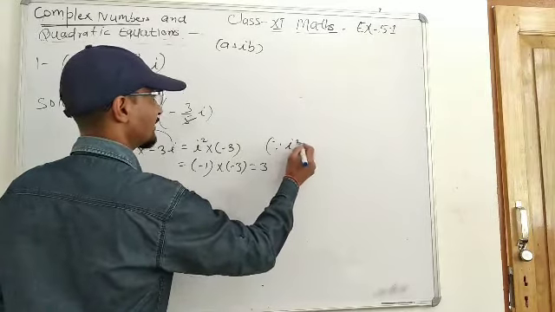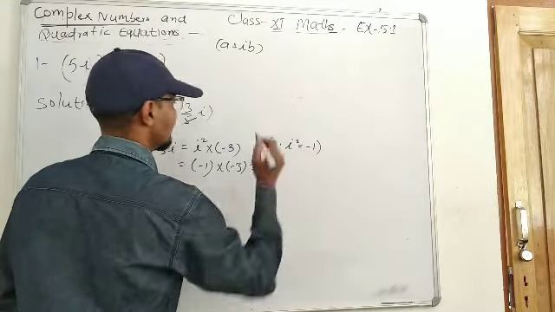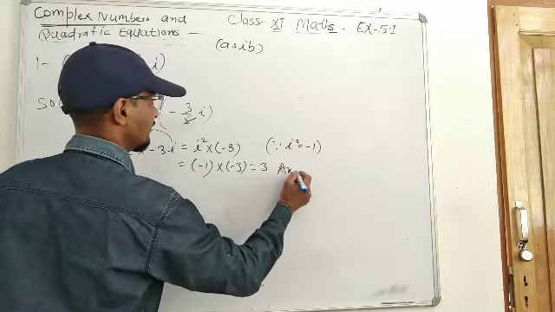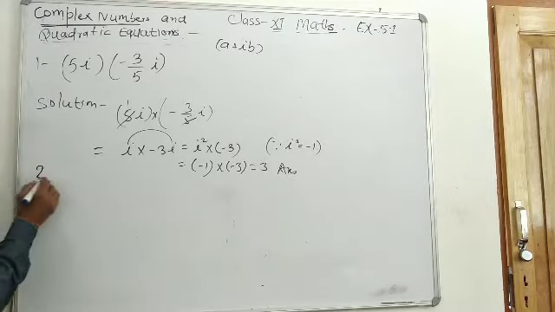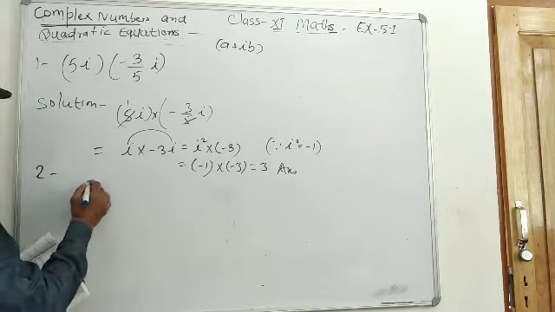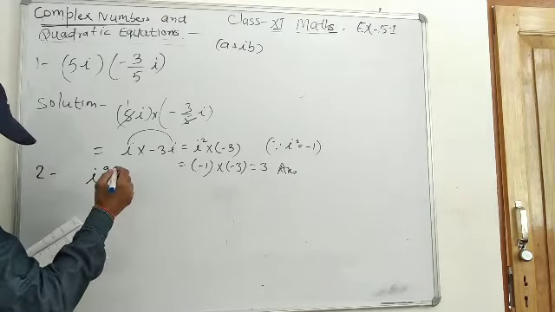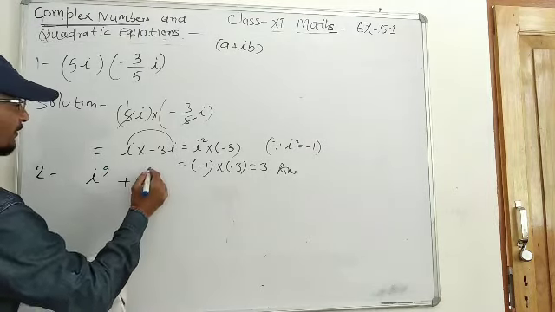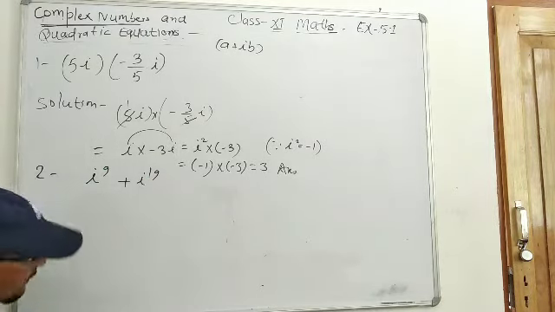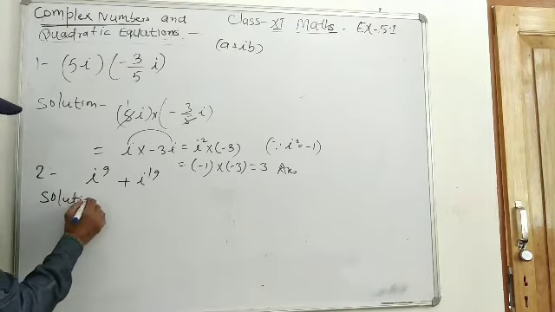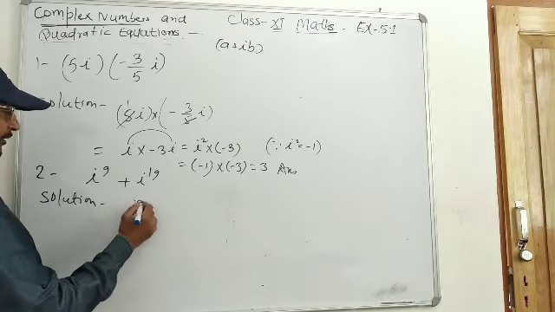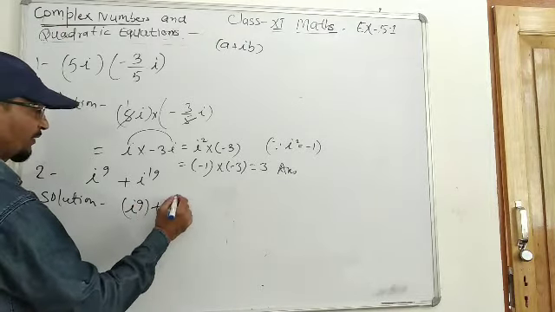We will write here i square is minus 1. So it is the answer of question number 1. Now we will see question number 2: i to the power 9 plus i to the power 19. So we solve this: i to the power 9 plus i to the power 19.